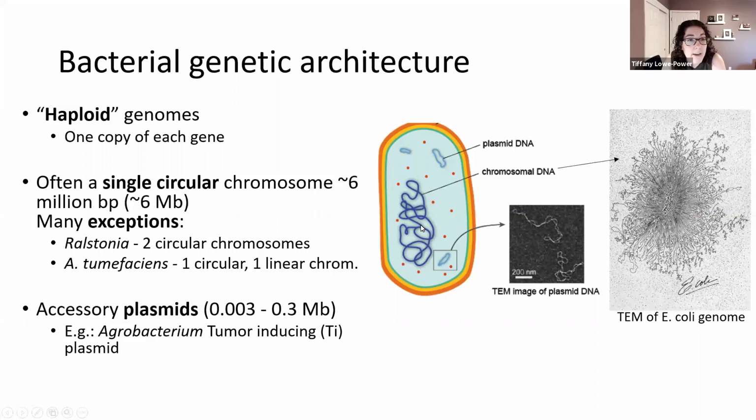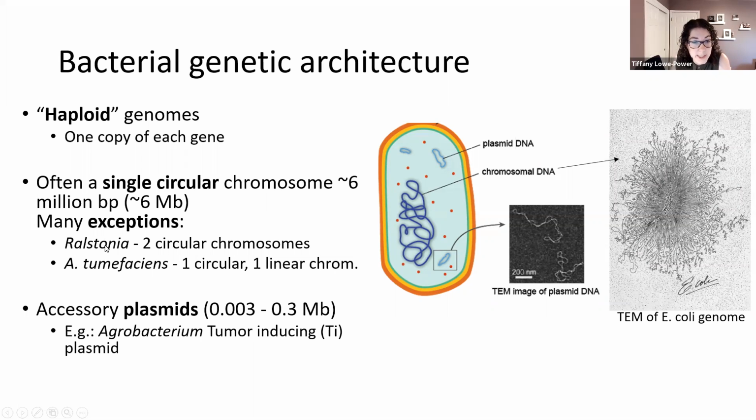So bacteria have haploid genomes. So that means that they have approximately one copy of each gene. Occasionally you might have a small duplication, but for all intents and purposes, they are haploid. Most bacteria have a single circular chromosome that's around 6 million base pairs, or 6 megabases. And there are some fun exceptions. And some of these exceptions are plant pathogens.